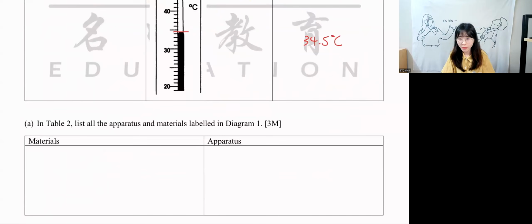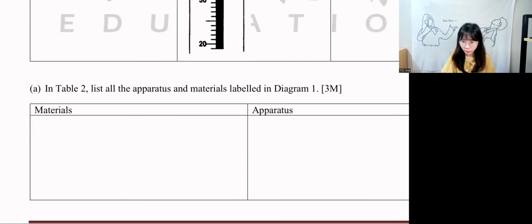Okay, we're going to identify apparatus and material in this question. If you're using the same experiment, you know the apparatus and material, right? Can you tell me what is the material over here? Material are the things that we cannot reuse again, correct? We have type of food sample. You can write the type of food: the cashew nut, dry bread, and also peanut.